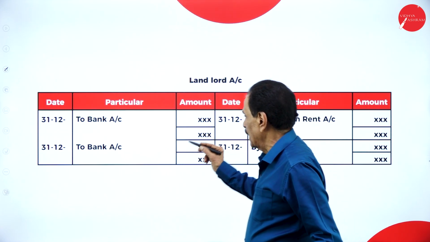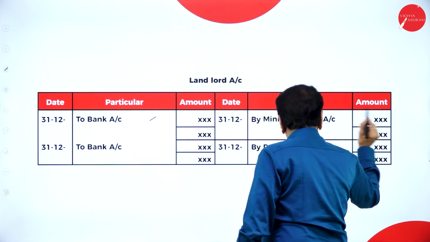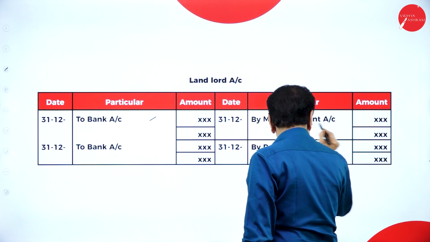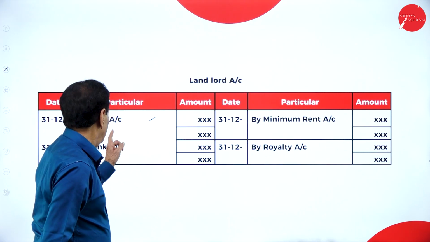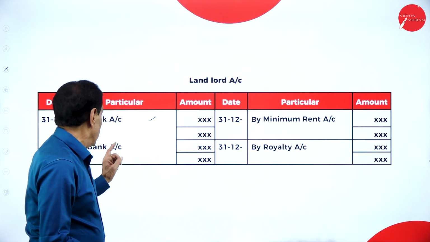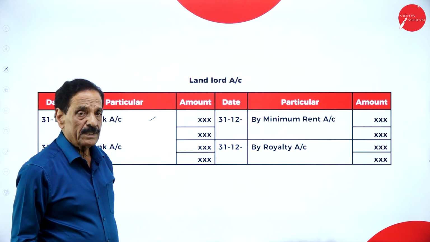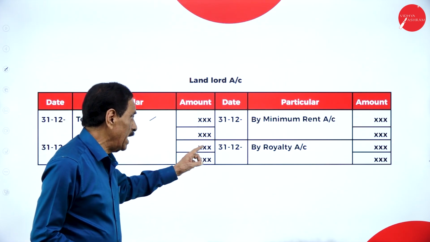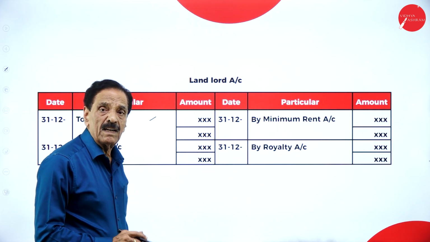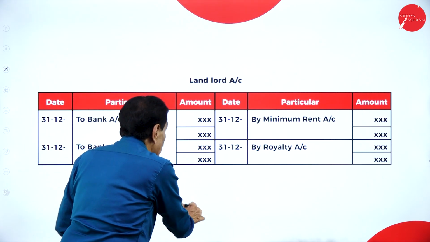Then come back to landlord. Landlord account debit, we pay the landlord. What do we pay? Minimum rent. Landlord account debit to bank account. If the royalty is more, we pay the royalty. Here, we pay the landlord what is more: if the minimum rent is more, we pay that; if the royalty is more, we pay the royalty. So understand? Two bank entries: paid when the minimum rent is more, and paid to landlord when the royalty is more. Depends upon the problem, but anyhow, only two bank entries here.